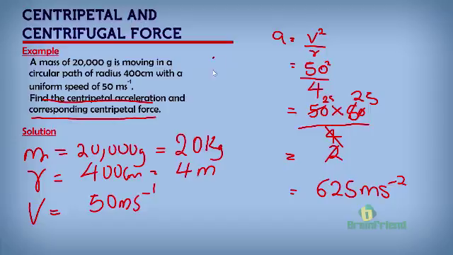Next, the centripetal force, F, is given by mass times the centripetal acceleration. And that is 20 times 625, which is 12,500 Newton.